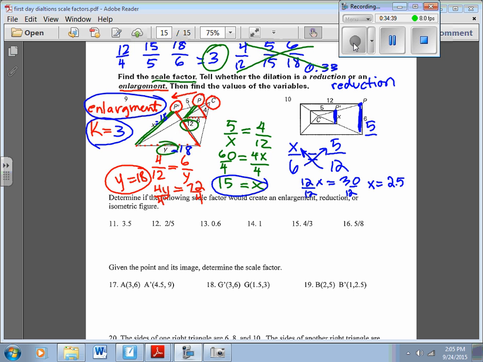What side corresponds with the 5? 12. And if I write 6, I have to write it over... whoops, I can't do 6 over 5. That would be an enlargement. I have to do 2.5 over 6. So go ahead and do those divisions. 2.5 divided by 6. What do you get?